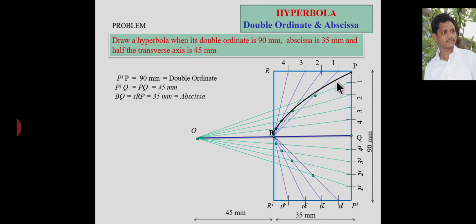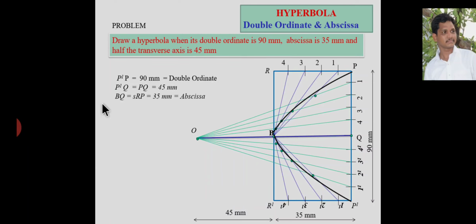Join a smooth curve through these intersecting points like this. So this thick line is our required hyperbola. This thicker line is our required hyperbola by using the double ordinate and abscissa method.